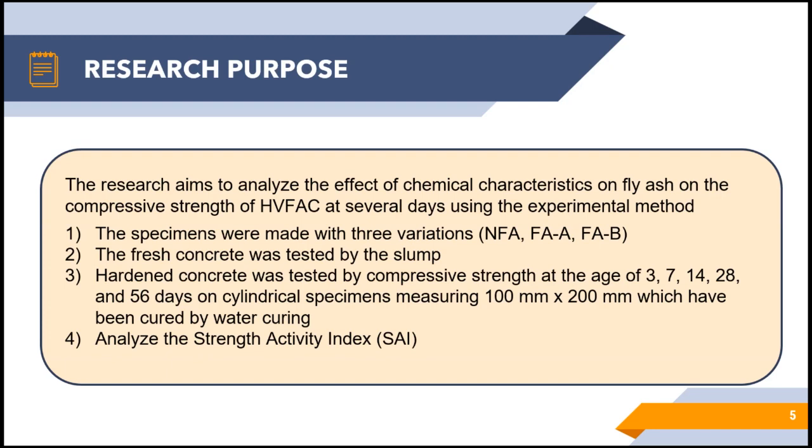First, the specimens were made with 3 variations. So we made 3 versions of the concrete specimen. The first is the concrete with no fly ash. It means purely using cement. And the second specimen is the concrete using fly ash type A. And the third is the concrete using fly ash type B.